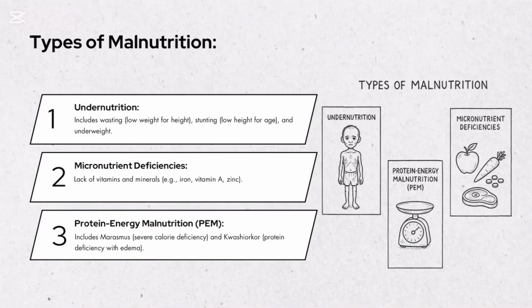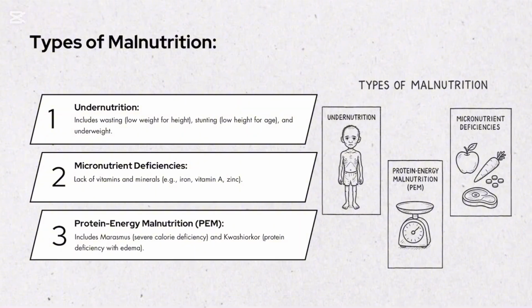Types of malnutrition. Malnutrition is not a single condition. It can take several forms, and understanding these types is essential for accurate nursing assessment and intervention. First, we have undernutrition. This includes wasting, stunting, and underweight. Wasting, which refers to low weight for height and often indicates acute malnutrition. Stunting, or low height for age, typically resulting from chronic malnutrition. Underweight, which is low weight for age and can reflect both acute and chronic conditions.